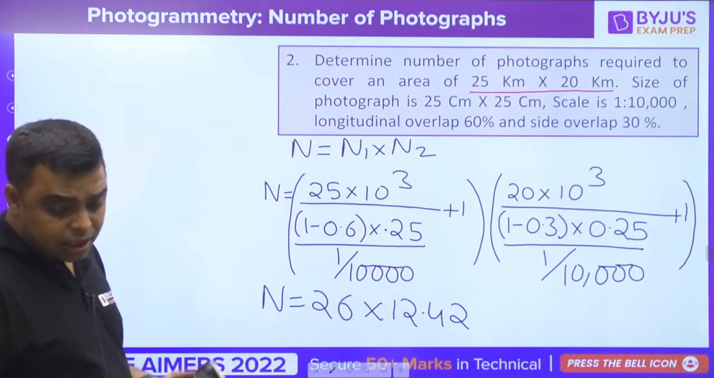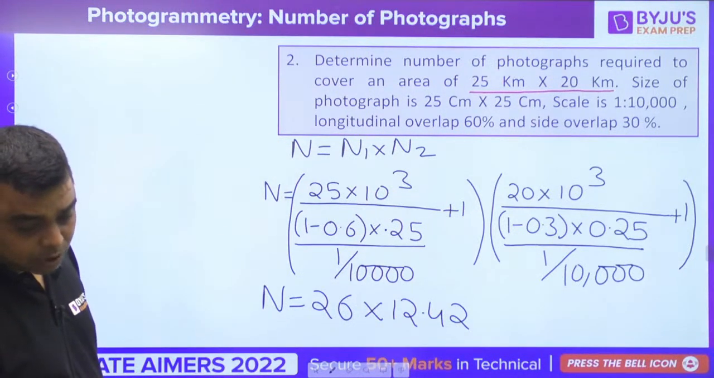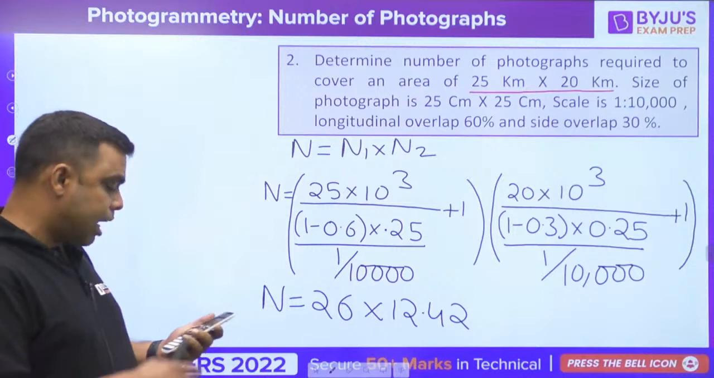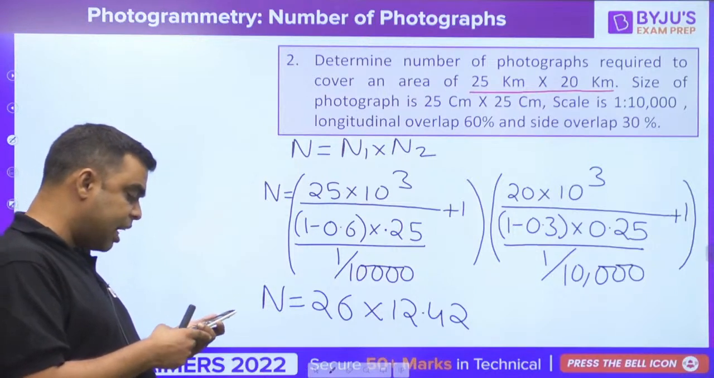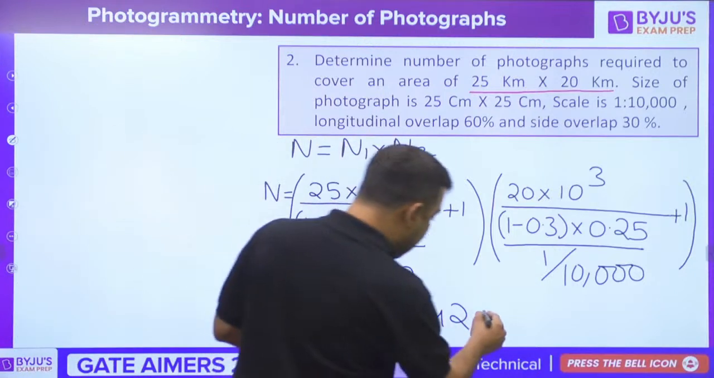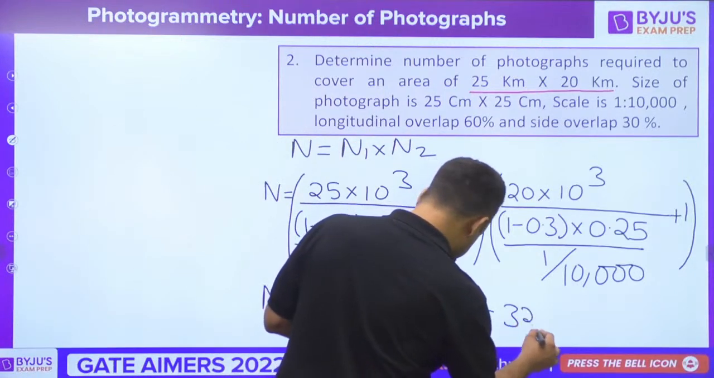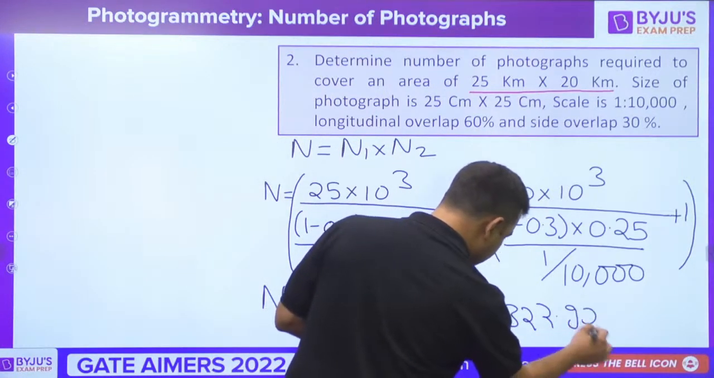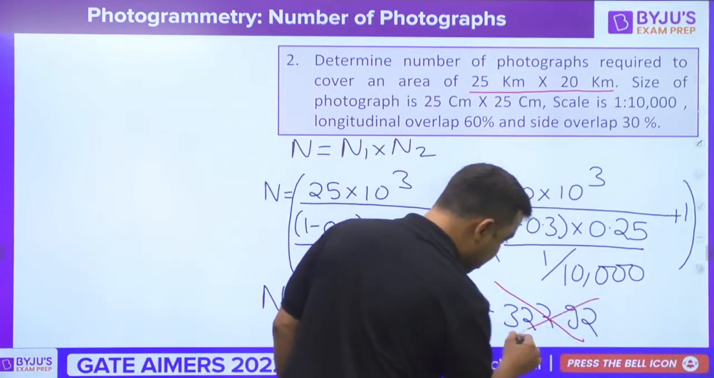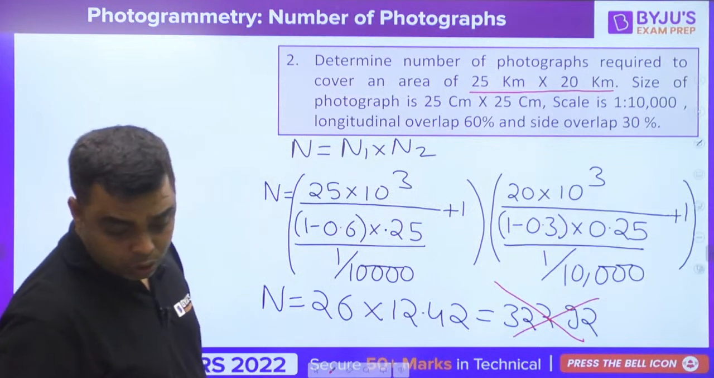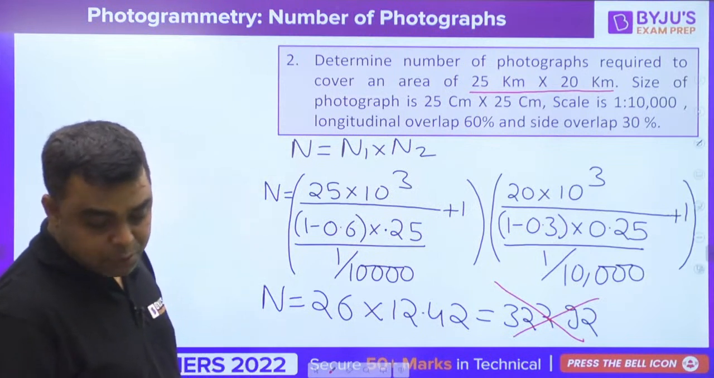So what will be the answer? The answer will be 26 into 12.42. Is it the answer? That is 322.92. Is this the answer? Then the answer is no. This is not the answer, guys. This is absolutely wrong.